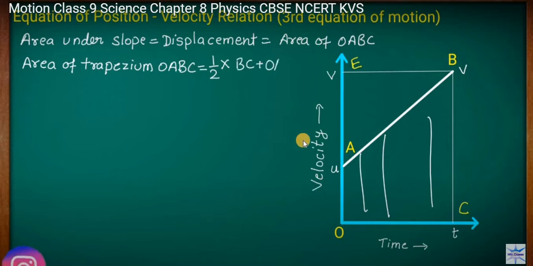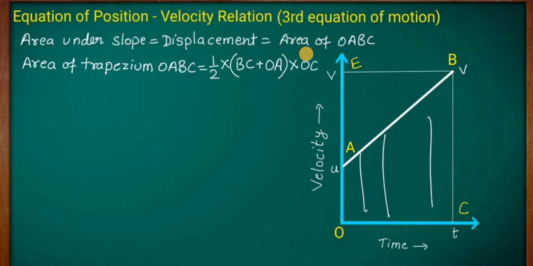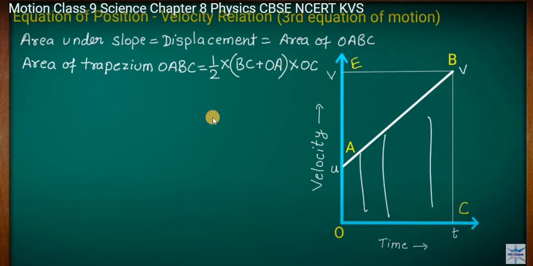So BC plus OA, and the altitude means the line perpendicular to the parallel sides. It is the perpendicular of the parallel sides OA and BC, which is OC. So we have to multiply it by OC. So this is the formula of the area of trapezium OABC, equal to 1 half into BC plus OA into OC. These both are parallel and this is the perpendicular of the parallel sides.